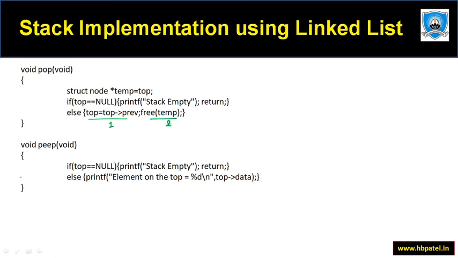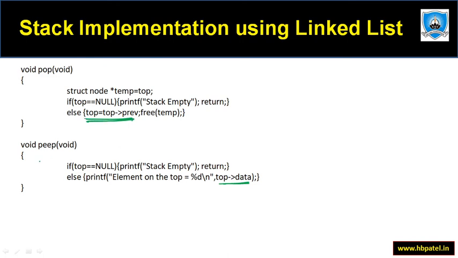Now second is peep. In this peep, of course, we are going to check whether the top is null or not, because if top is null there is no element in the list, so there is no point in the peep function. In that case, we will just simply print a message. But if it is not the case, suppose there are some elements in the list, in that case we will just be printing top arrow data. That's it. We will not move top equal to top arrow previous.